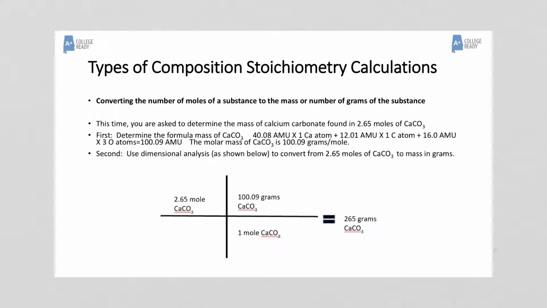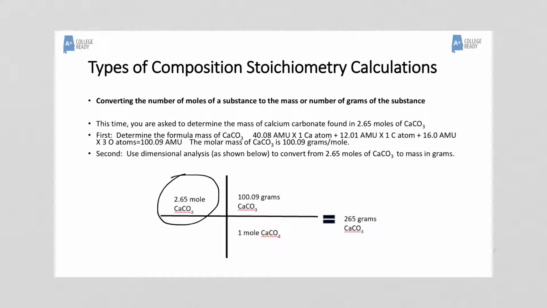So in this next problem, we're converting the number of moles to the mass. This time we want to determine the mass of calcium carbonate found in 2.65 moles. Again, we take our given, and we write it on the top left-hand corner of our factor label chart. We have to establish a conversion factor. We already established in the last problem that the molar mass of calcium carbonate is 100.09 grams, and that's equivalent to 1 mole.